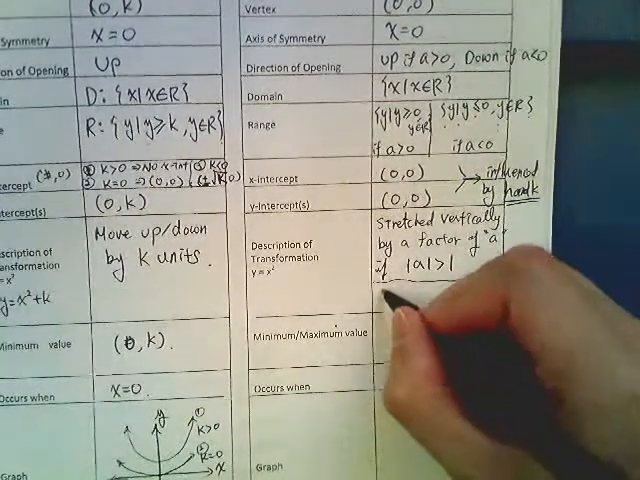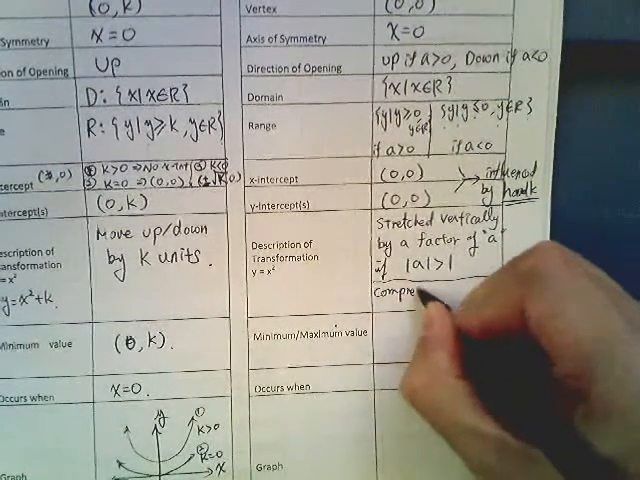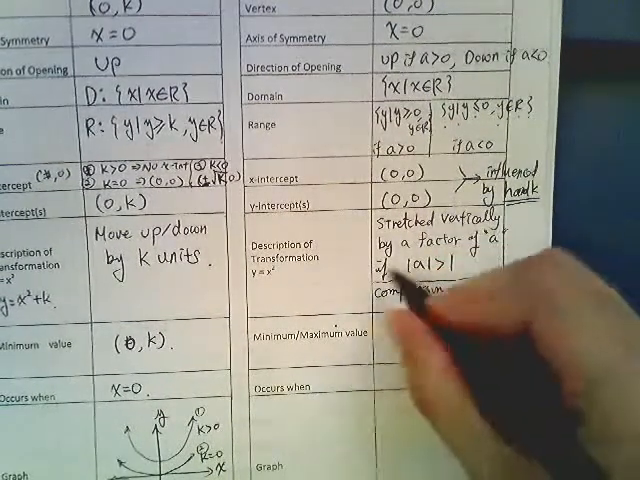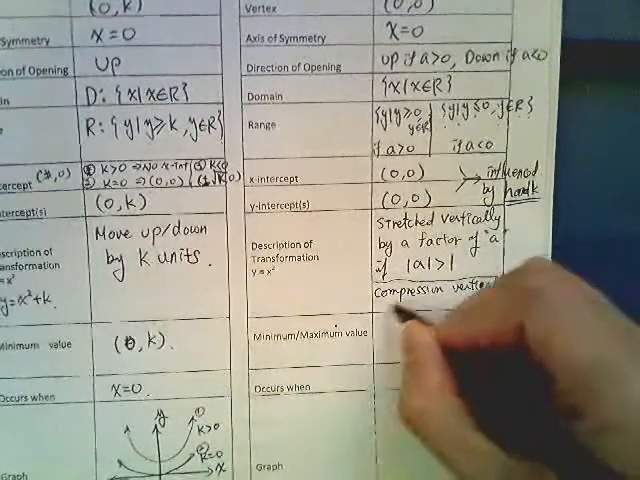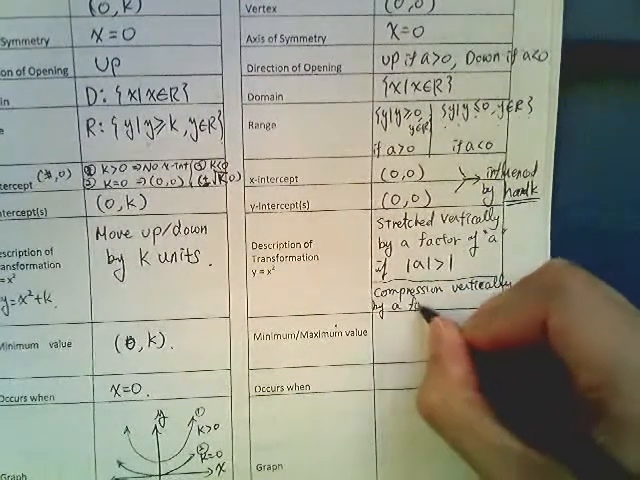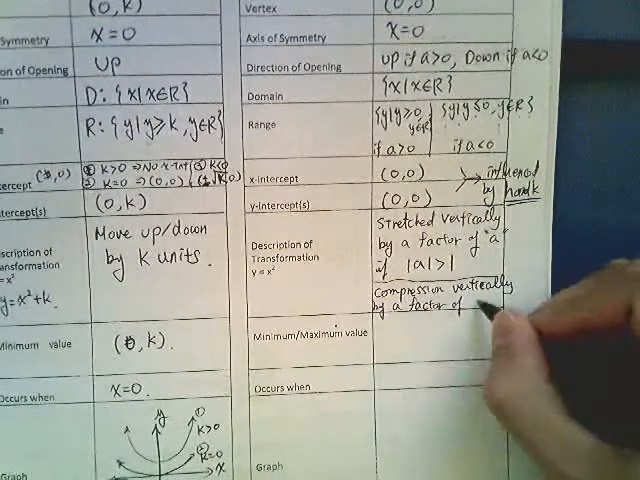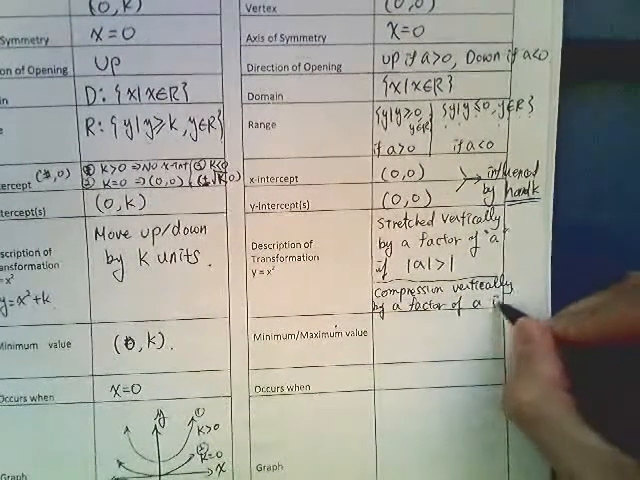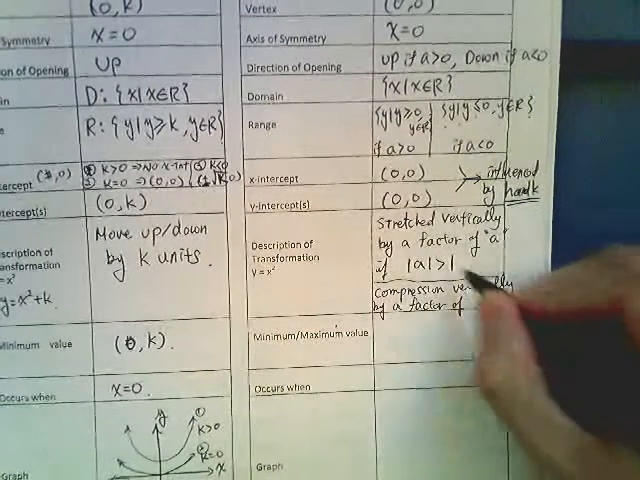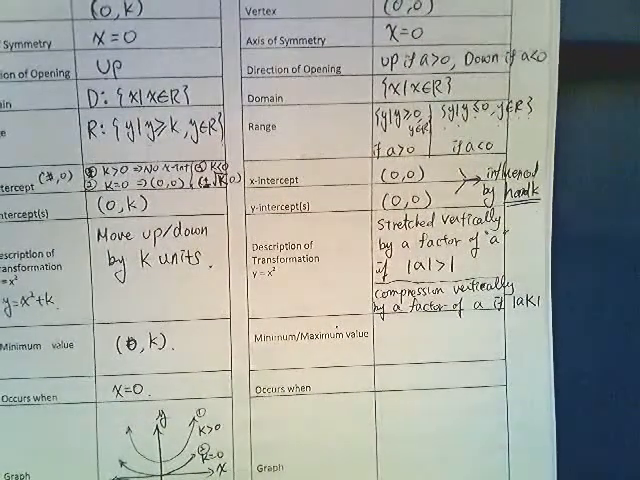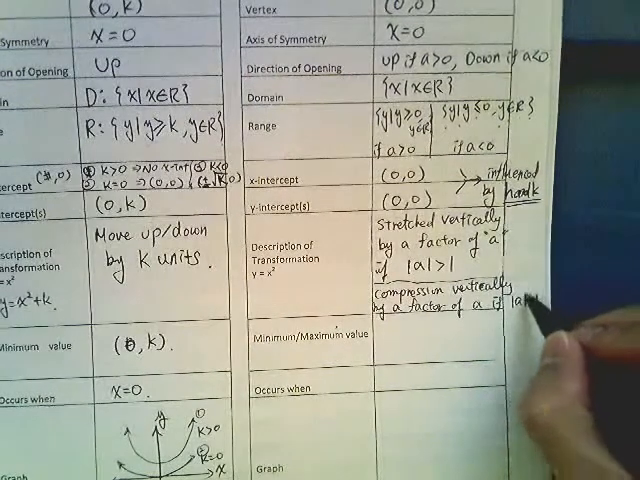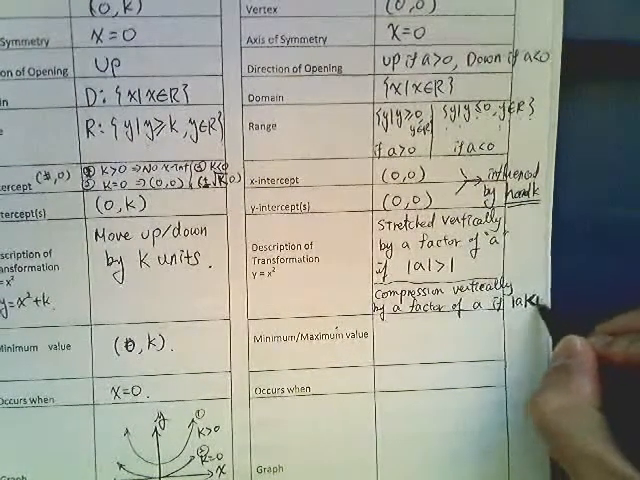Now the other way will be the compression. So compression vertically by a factor of a, if the absolute value of a is less than 1.